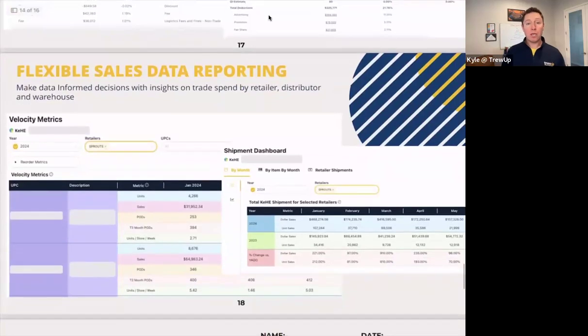Finally, we're able to do that by pulling in your sales data, bumping it off your list price to that account. So you've got your gross sales and giving you really robust, detailed reports in a way that you'd like to see it, whether it's units sold by month, points of distribution, units per store per week, or just a top line executive review by retailer and by account.